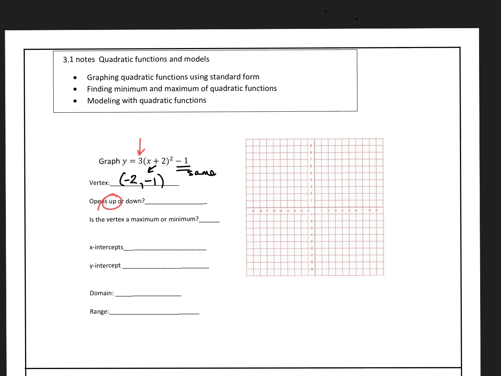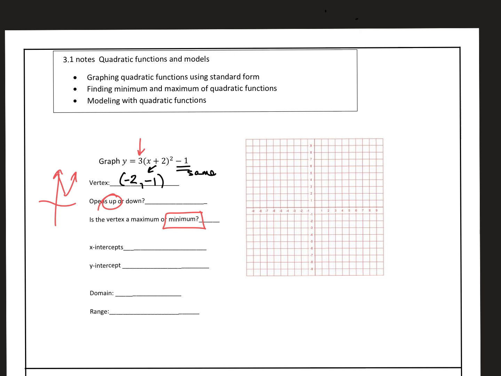Is a vertex a maximum or minimum? Well, if the quadratic is opening up, then I know the vertex has to be a minimum because it's at the bottom of the quadratic.